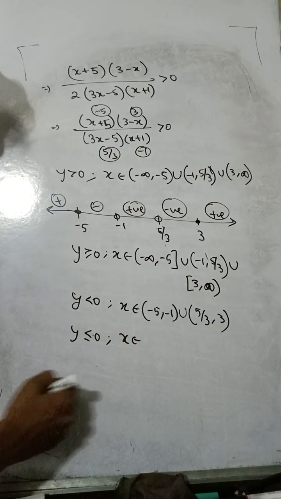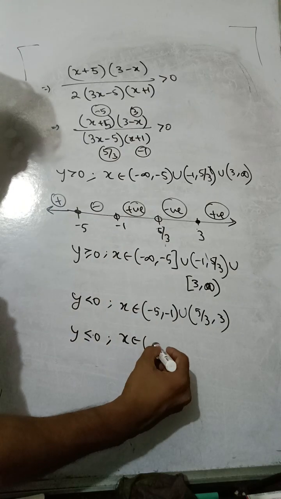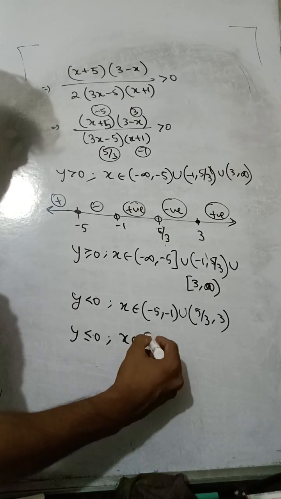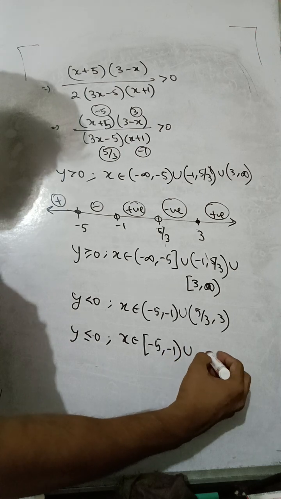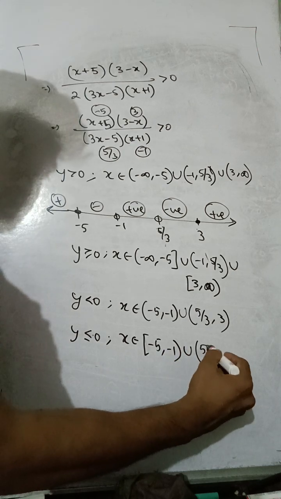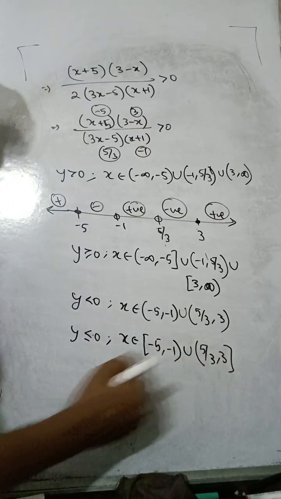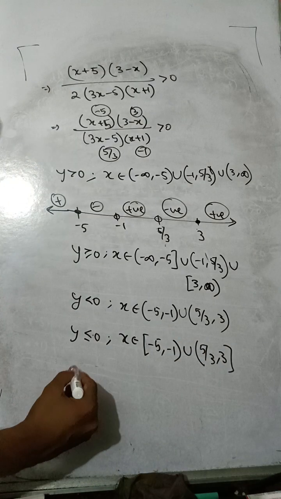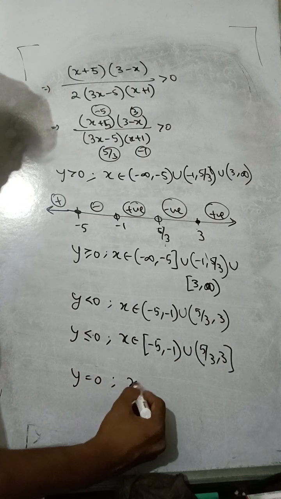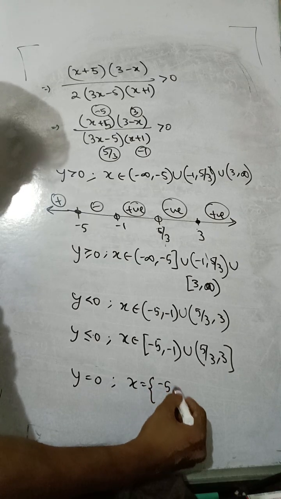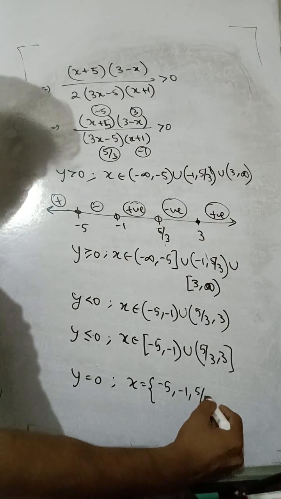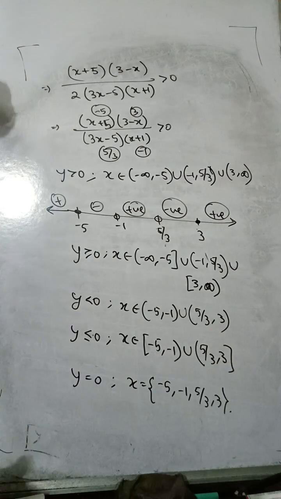For the non-positive case, we will include the -5 mark. Union 5 by 3 to 3, and we will include the 3 as well. And where will y be equal to 0? Y will be equal to 0 at x equal to any of the critical points. So it will be -5, -1, 5 upon 3 and 3. So these are the things that I wanted to show.